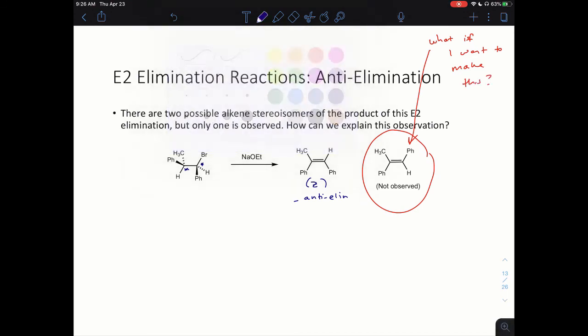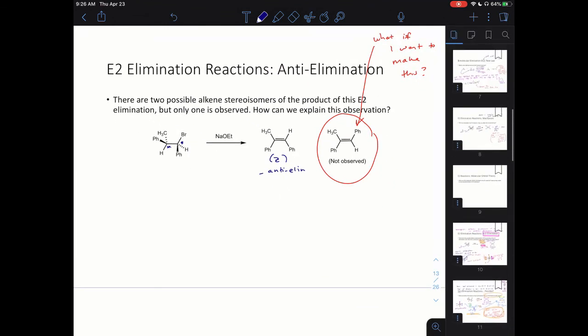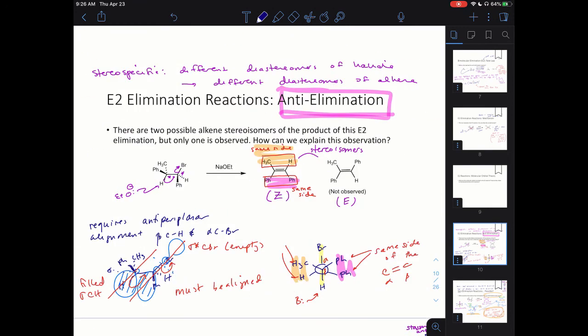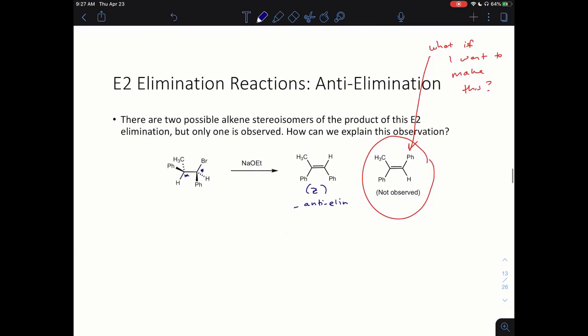Do you remember, probably not, what I said several slides ago? I said that this E2 elimination was stereospecific. Different diastereomers of the alkyl halide gave different diastereomers of the alkene. So if we want the E isomer, I know it's not going to happen from this diastereomer, because it's the product of the syn elimination, which is higher energy and does not happen, right?